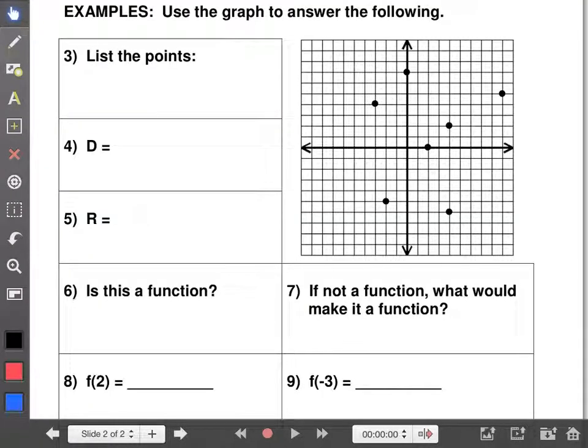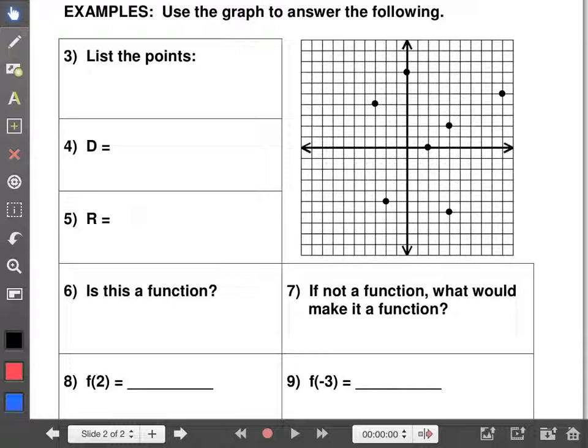Okay, so we're going to use this graph to answer the following questions. First, we have to list the points. That's number 3. Then list the domain. Then list the range. Then determine if this is a function. And then number 7, if it's not a function, what would make it a function? So that's where we're going to start.